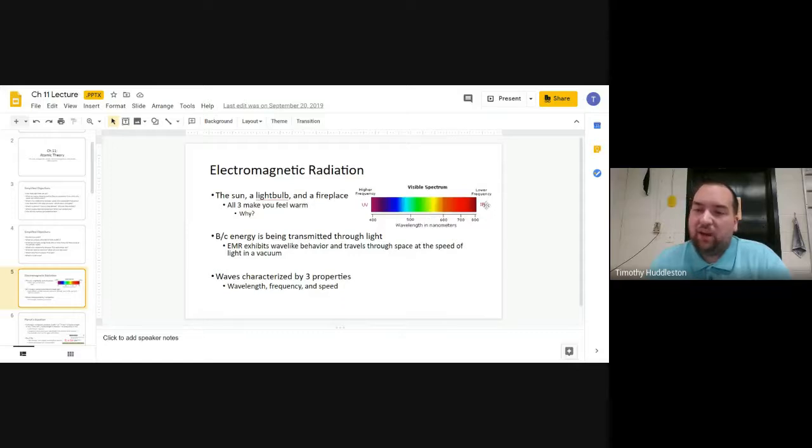Now, if I think about IR, IR means infrared, which means inferior to red, which means weaker than red. So as you can see, science really has a really obvious naming system for stuff.